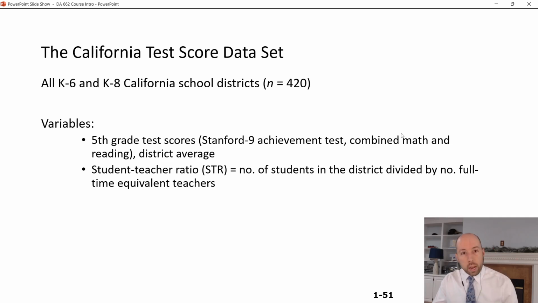So we've got some data here from California. It's a classic test score data set, also provided by the publishers of the Stock and Watson textbook that I referenced a moment ago. 5th grade test scores, Stanford 9 achievement test, math and reading. Nice. The average score for each district. Ooh, interesting. All right, so we've already got average scores at the district level. The student-teacher ratio is the total number of students in the district divided by the total number of full-time equivalent teachers. Okay, so we've got the average student-teacher ratio at this district, and we've got the average outcome for the district in terms of this achievement test.